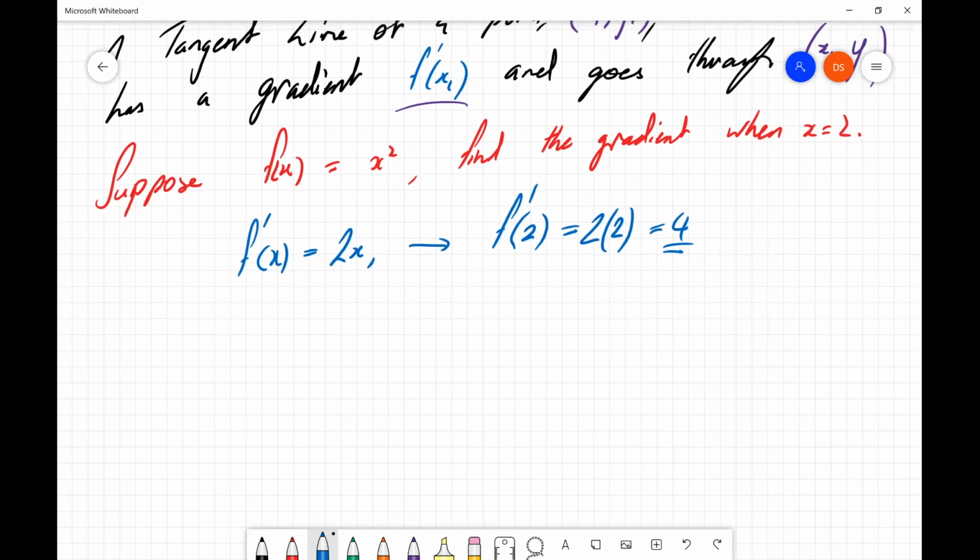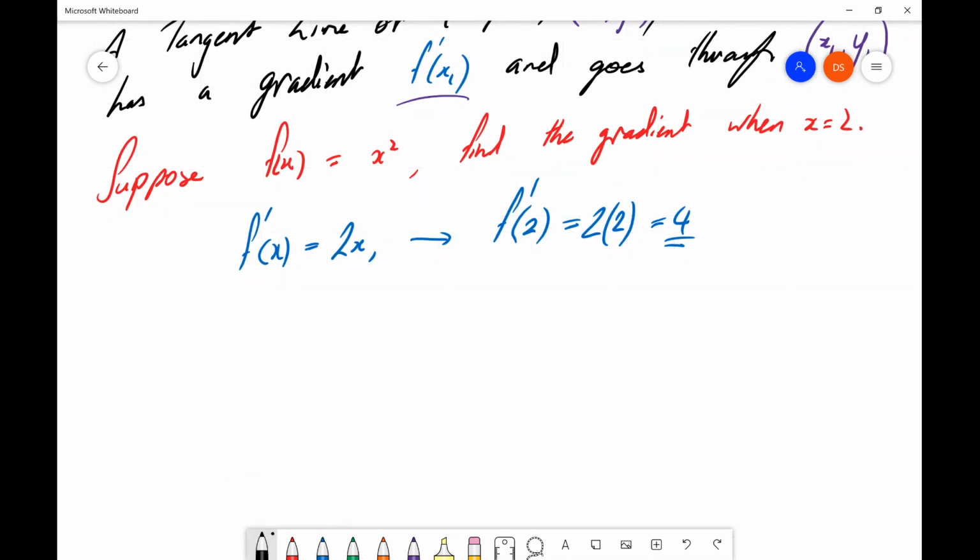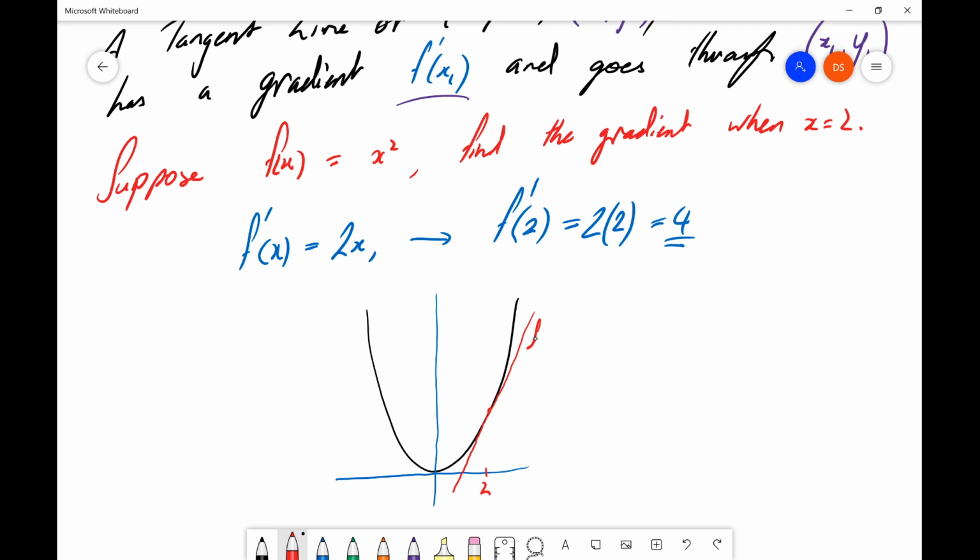So if I rough sketch that for you, if I have a function f of x is x squared, okay, I know it's not the world's best drawing, but at this point 2, the gradient is 4. Does that make sense? If so, can you just type in the chat telling me that it does? That'd be awesome. Thank you, team.